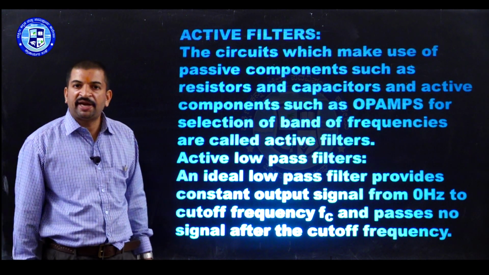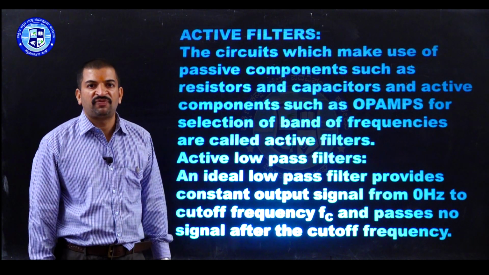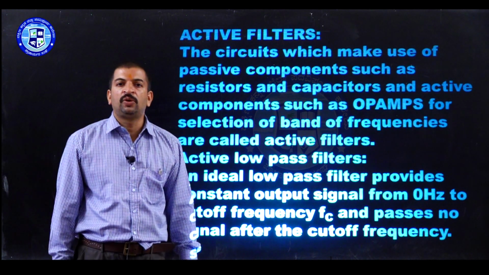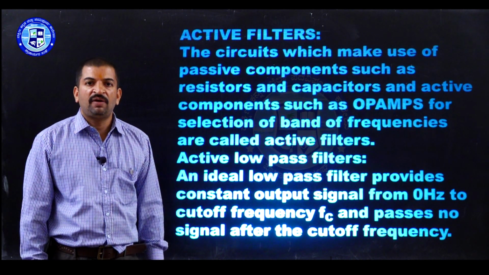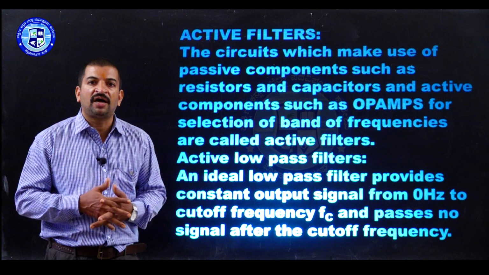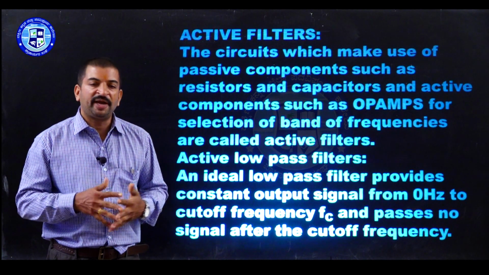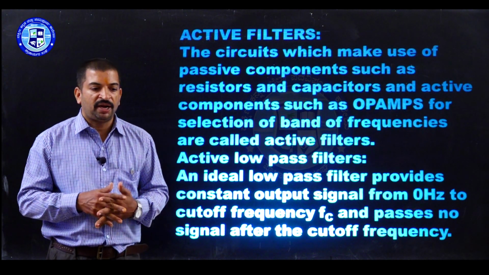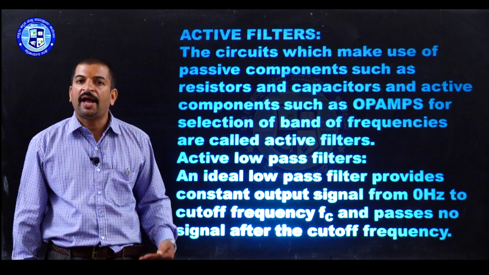The next is the active filters. Already we have studied two types of filters, the low pass filter and the high pass filters. The active filter circuit uses an active component like op-amp. The filter circuits are used to select a band of frequencies while rejecting other frequencies. The circuit which makes use of passive components such as resistors and capacitors and active components such as op-amp to select a band of frequencies is called an active filter.